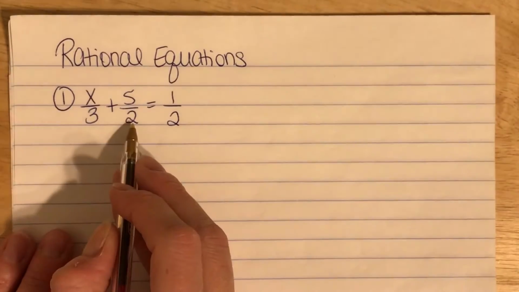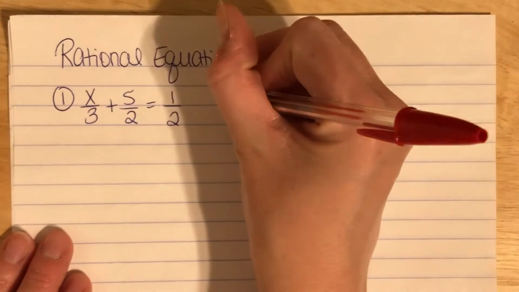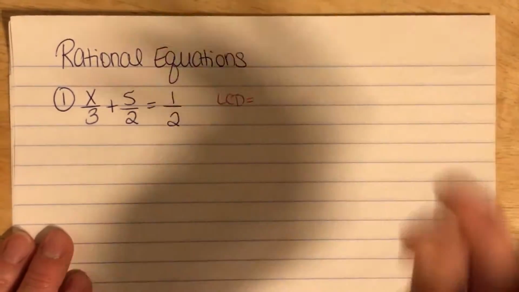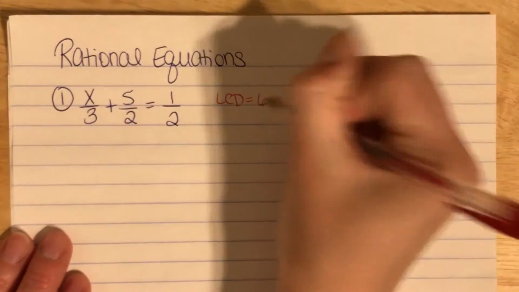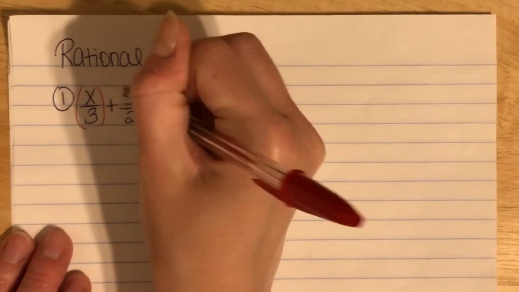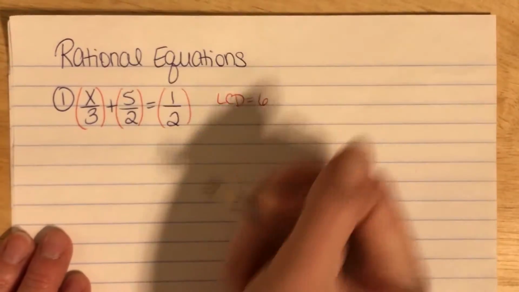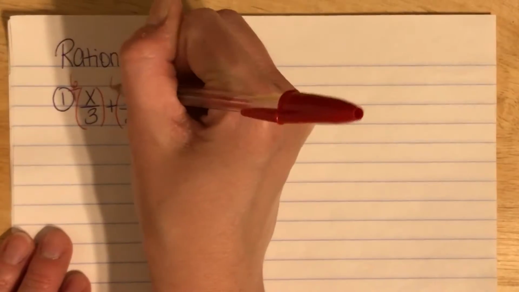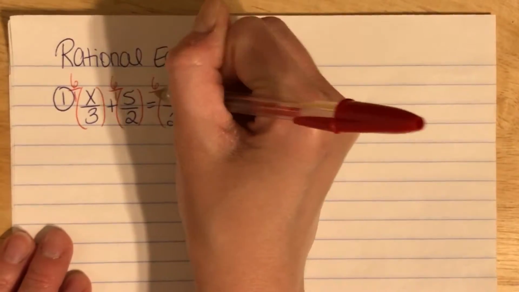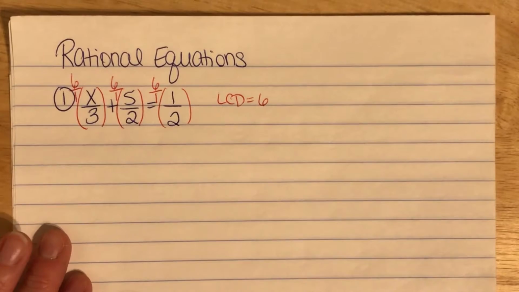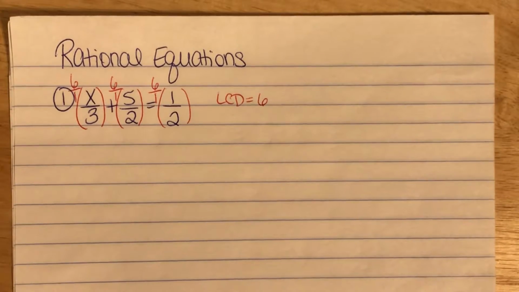So here I have 3, 2, and 2. So my common denominator will be 6. So it means I multiply every single term by that common denominator. So think of it as 6 over 1. Even though I'm writing it up high, it's really 6 over 1 times x over 3 plus 6 over 1 times 5 over 2 equals 6 over 1 times 1 over 2.